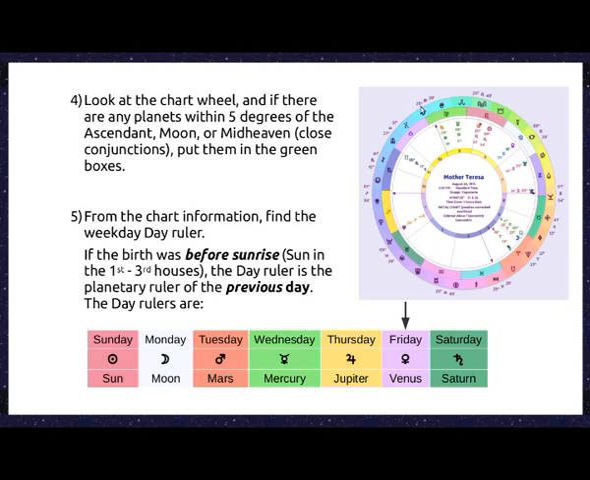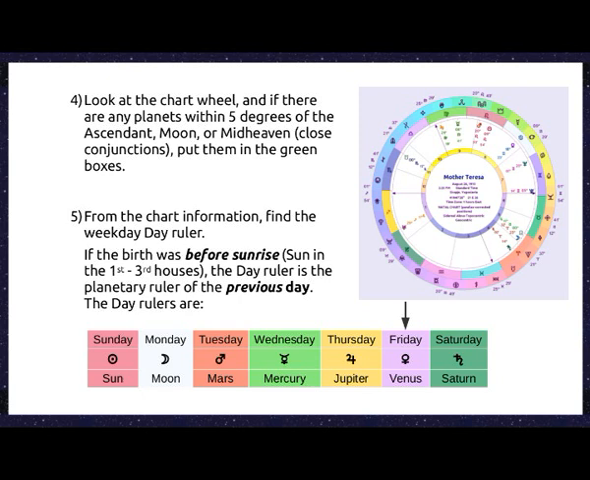Her midheaven is 25 degrees of Virgo. Her Jupiter is 21. So Jupiter will be included as a ruling planet in her chart. It's not very strong, but it is a ruling planet. Now we look at her moon, which is right here. It's at 25 degrees of Aries, and we see that the dragon head is at 0 degrees of Taurus. This is not within 4 or 5 degrees. It's a little bit too far, so we're not going to include that as a ruling planet.